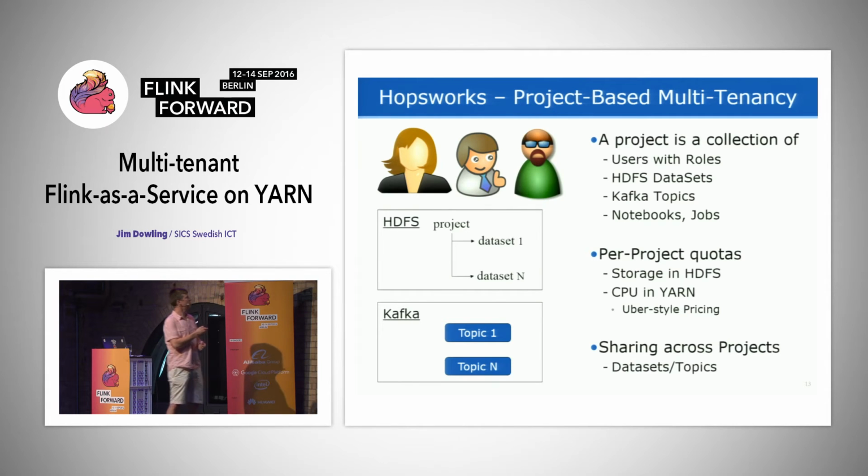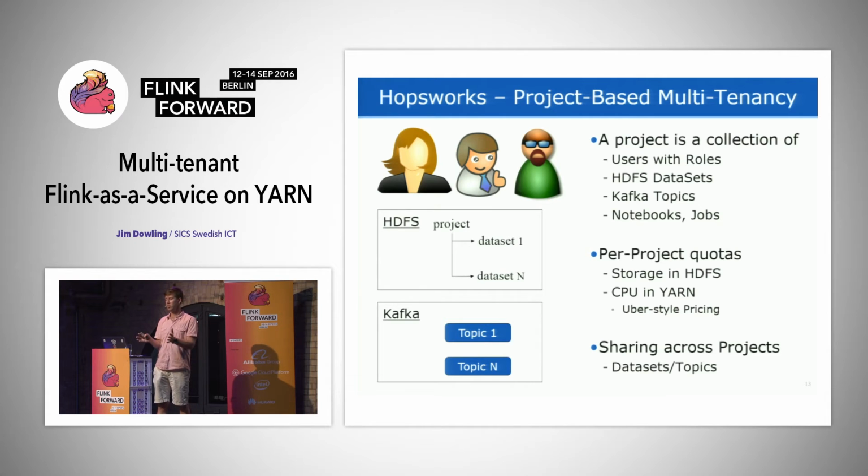So we have this project abstraction, and the project consists of, as I said, a subtree in HDFS, but also consists of a number of users. And your users can be an owner of the project, or they can be a data scientist within it. So we have those two roles. Owners can upload and download data, but data scientists can just run programs. You have a number of topics in your project. We have notebooks in it, and then we have quotas.